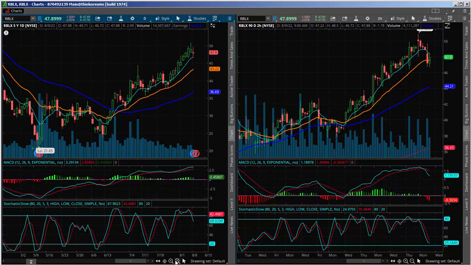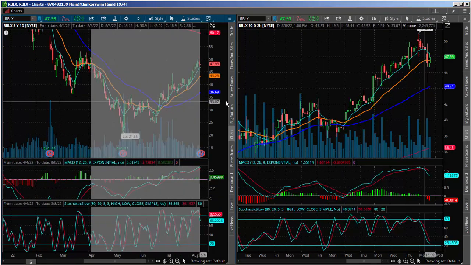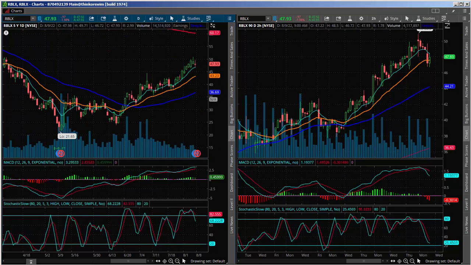All right, so here's Roblox. On the left side here, the stock was coming out of a base, well, I don't want to say that, but it broke out here, moved up, came down, tested the 21, moved up, came down, tested the 21, moved up, came down, tested the 21, and then moved up from there. So the 21 had proven to be pretty strong support.